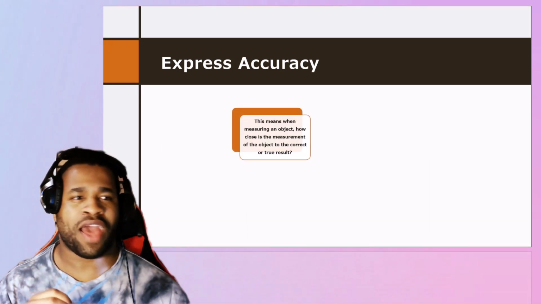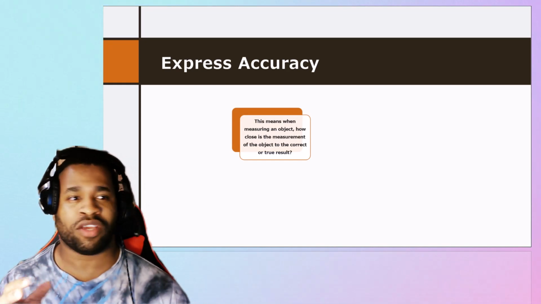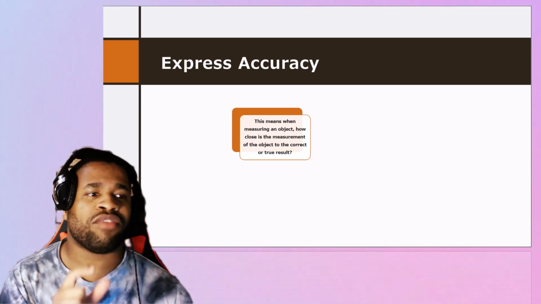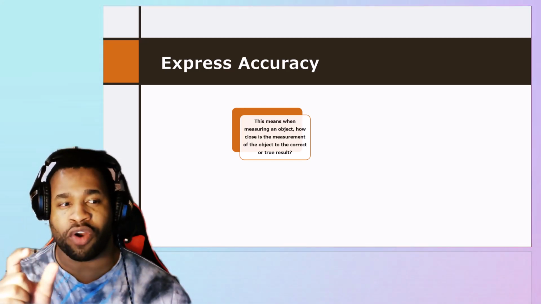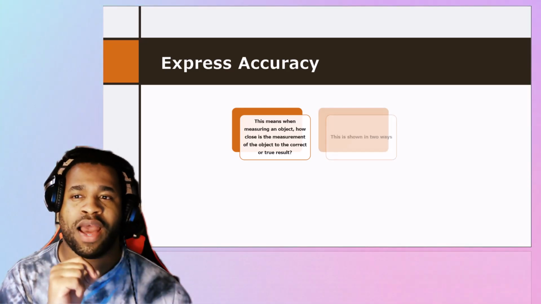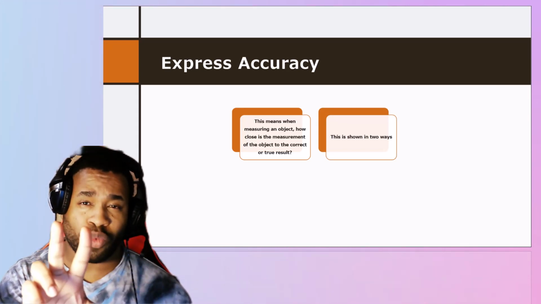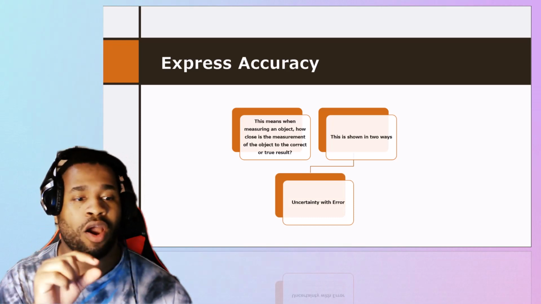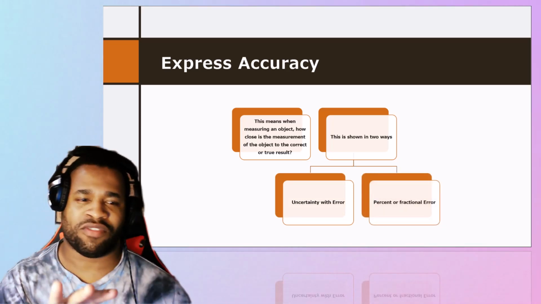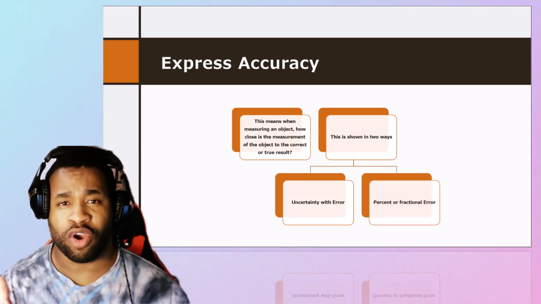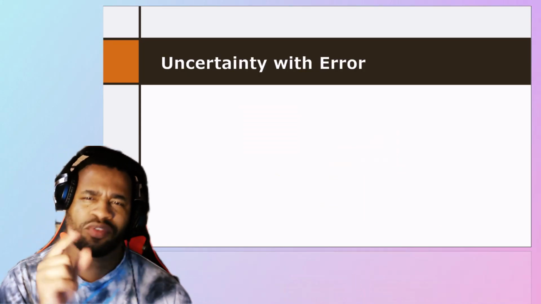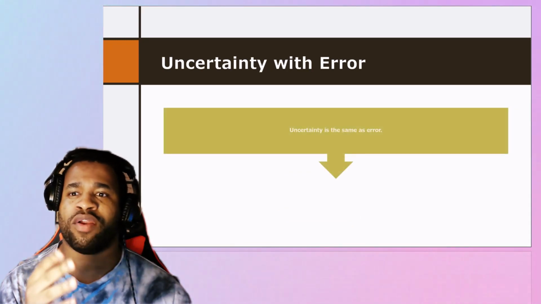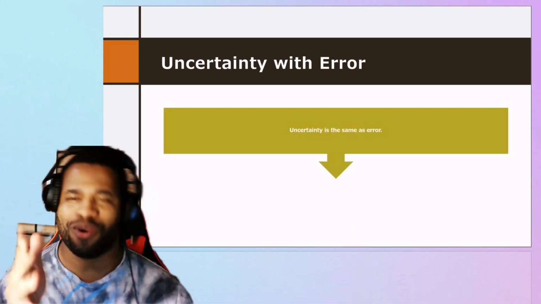Now, when we are looking at the expressing accuracy segment, what does this mean? This means that when measuring an object, how close is the measurement to the correct or true value? This is shown in two ways. One is uncertainty with error, or the other way is by using percent, which some people call fractional error. Now, let's look at uncertainty with error. Spoiler alert, it is pretty much the same thing as error.